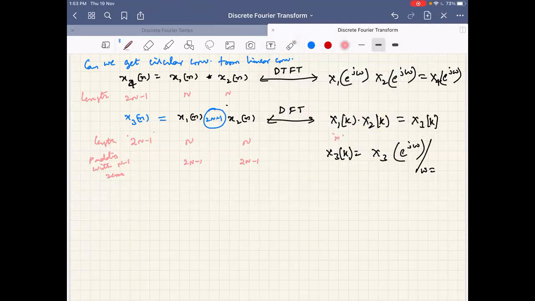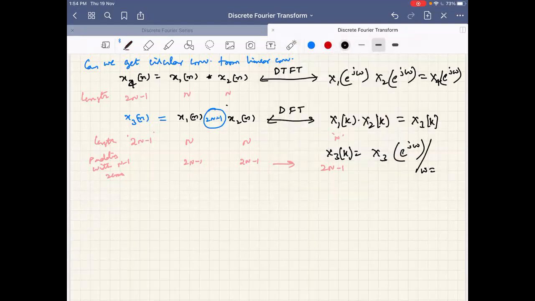However, by padding with zeros, we'll give it a length of 2n-1, because in the frequency domain as well, you will have 2n-1. The length-n x1 of k and x2 of k also become 2n-1, and then the multiplication also gives 2n-1 samples with padding of n-1 zeros. Padding of zeros means you will put zeros after n samples to match this length.